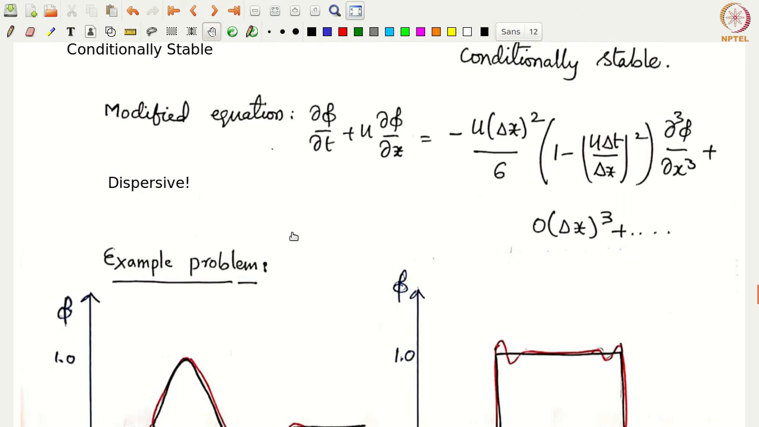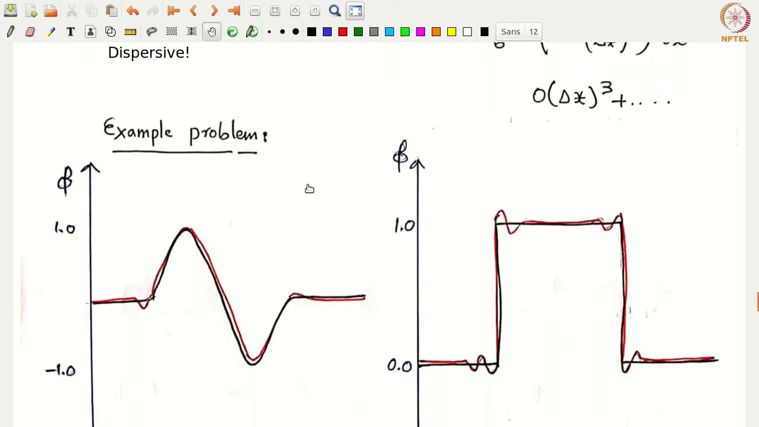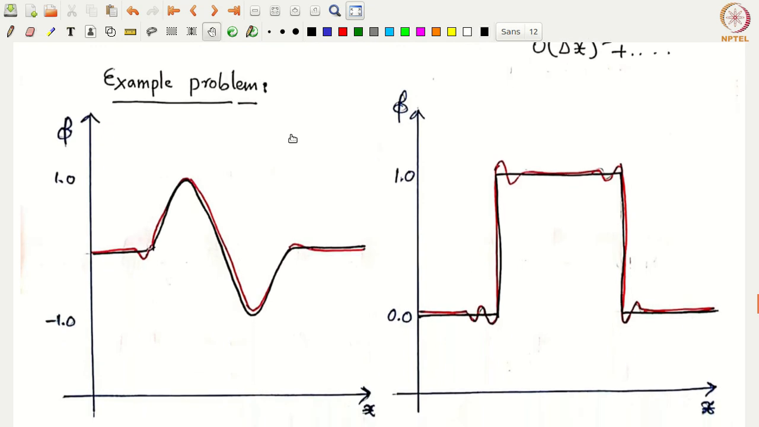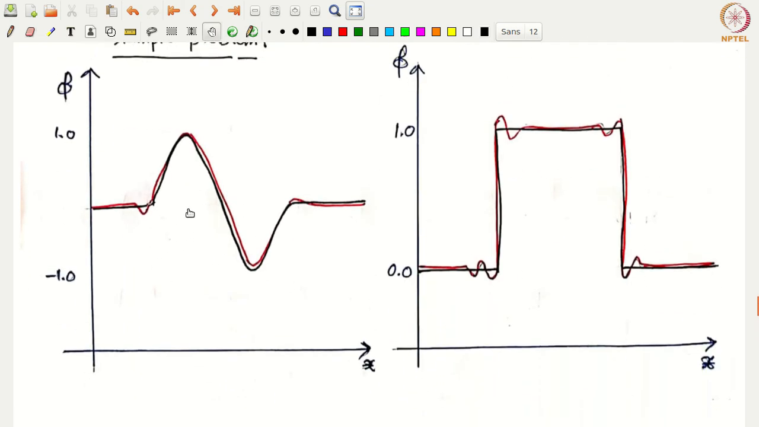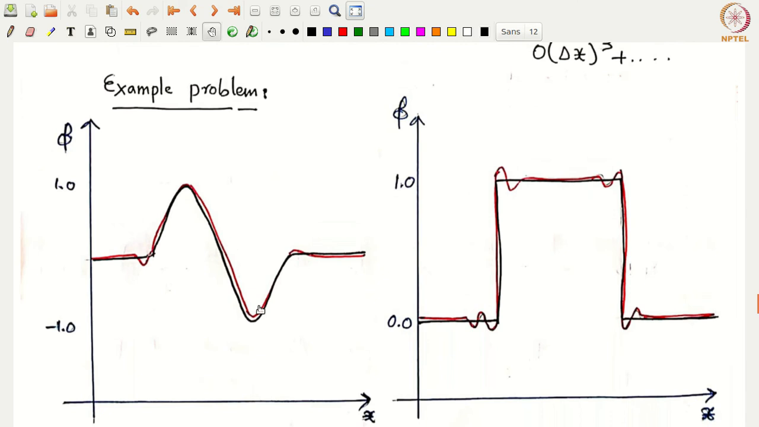Alright, so that means let us look at an example problem. The example problem is again the same sine wave and the step function. On the left hand side here we have the sine wave, where again the black denotes the initial condition or the exact solution after one cycle of revolution, and the red denotes the solution obtained using the Lax-Wendroff scheme.